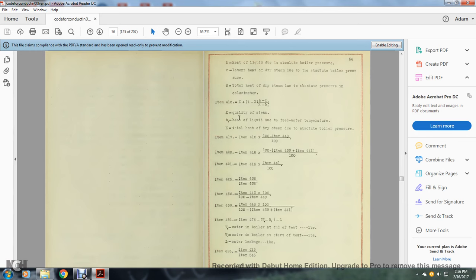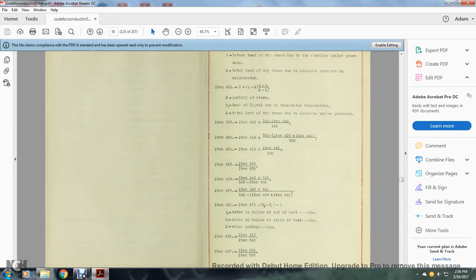H with a subscript of 1 is heat of the liquid with the feed water temperature, and another H again is the total heat of the dry steam due to the absolute boiler pressure. In item 481, the water in the boiler at the end of the test in pounds is WF, and WI, subscript I.